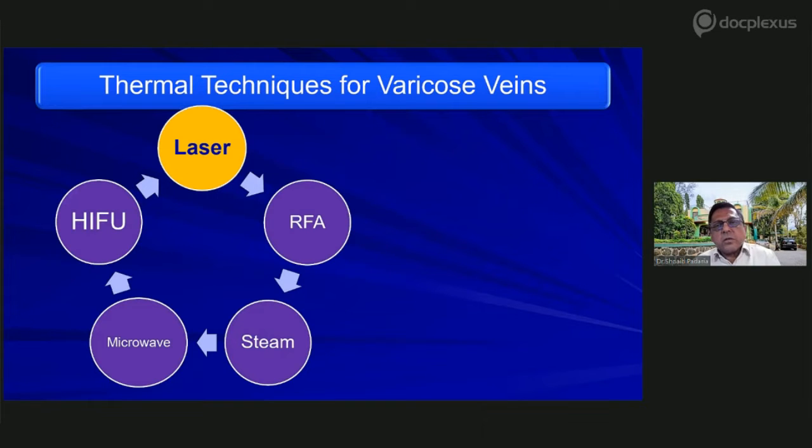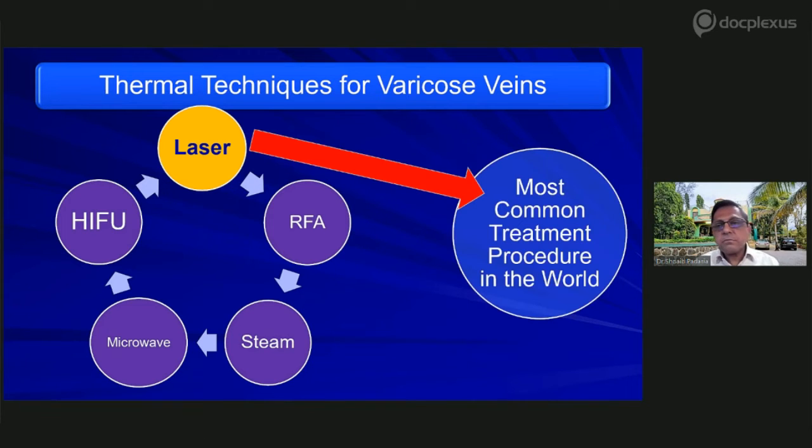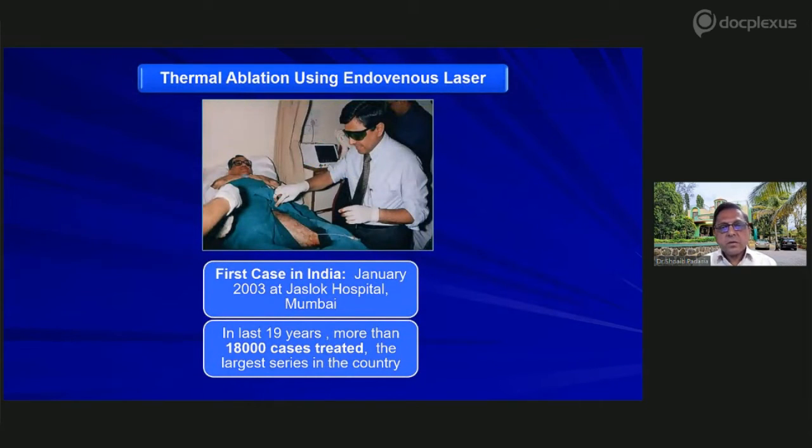Now let's come to the thermal techniques for varicose veins. There are 5 thermal techniques: laser, RFA, which is called radio frequency ablation, steam therapy, microwave therapy, and HIFU. Of course, laser is the most common treatment procedure in the world, with the best results shown so far over the last 25 years. Now, we performed the first test of laser in this country in January 2003 at Jaslok Hospital. In 19 years, we've done more than 18,000 cases, one of the largest series.